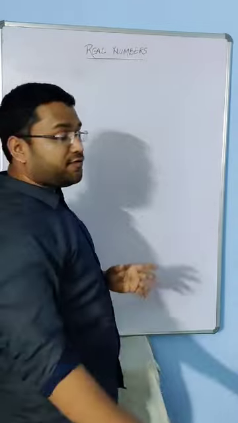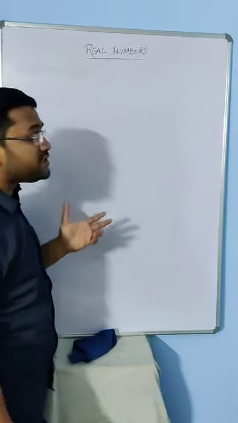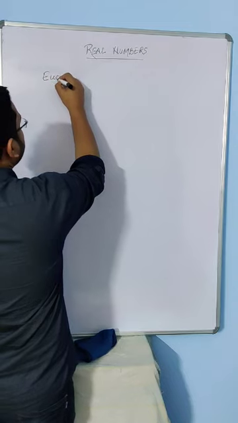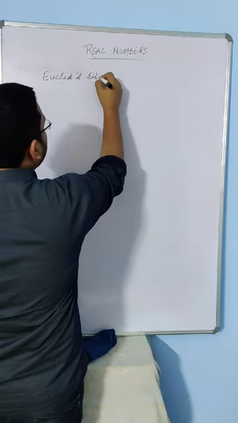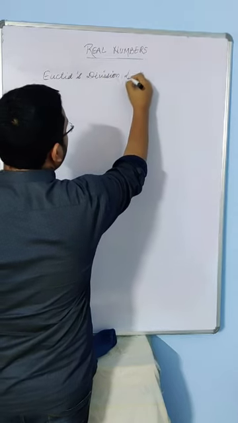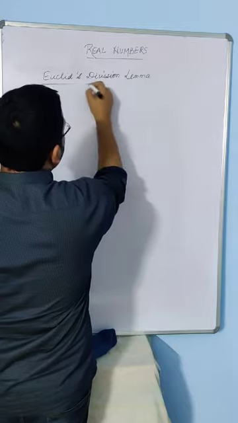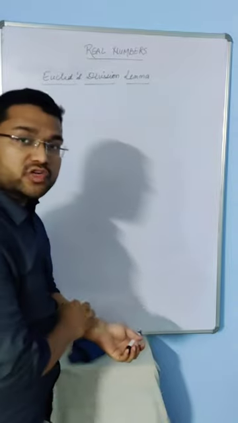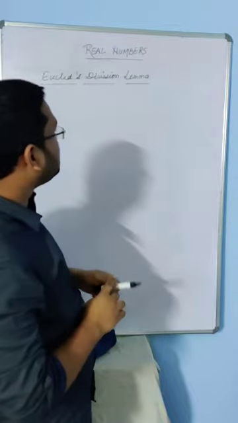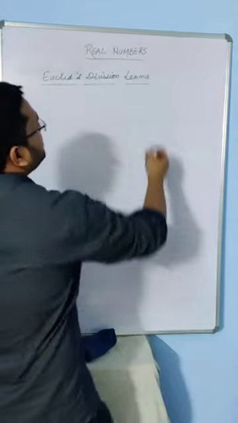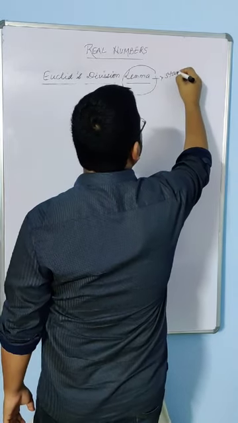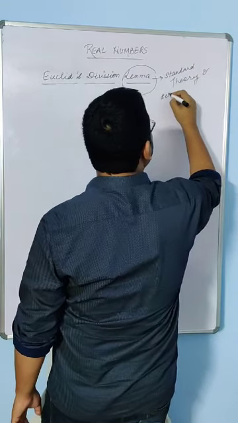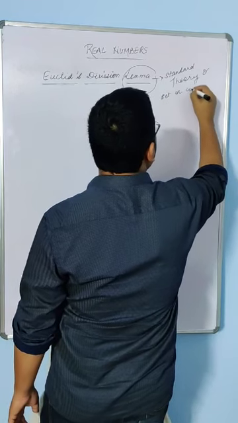Okay. So the first and one of the most prime topics of this chapter is Euclid's division lemma. So what is Euclid's division lemma? Euclid is the name of the scientist who gave this set of theory which we'll discuss. Division, you know what division is, and lemma is a kind of standard theory or concept.